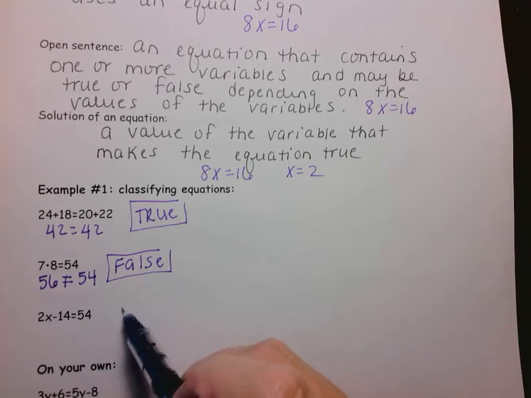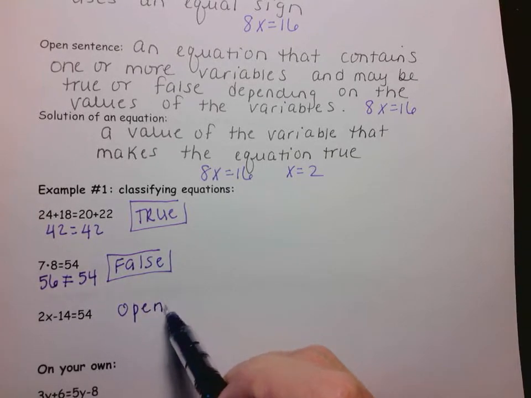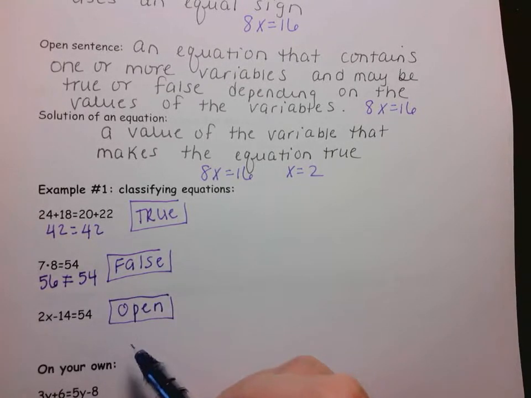But an open equation, we would call this equation open because we do not know if this equation is true or false because we do not have an assigned value for this variable. Now, it's true we can go ahead and find the solution of the equation. We can solve for the variable x, and we can find the value of x that would make this equation true.